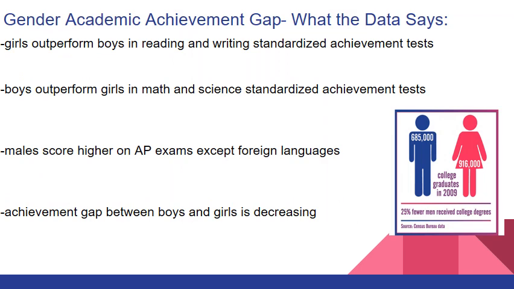To summarize the data that we've discussed in earlier slides, girls outperform boys in reading and writing standardized tests. Boys outperform girls after the third grade in math and science standardized achievement tests. In terms of AP scores or advanced placement exams, males score higher on AP exams except for the foreign language AP exams. Something that's positive to note is that the achievement gap between boys and girls is decreasing.